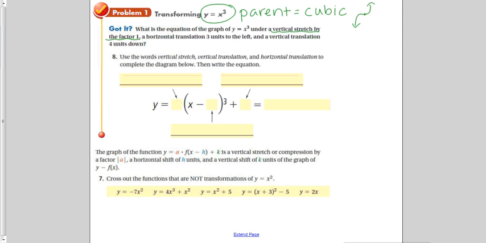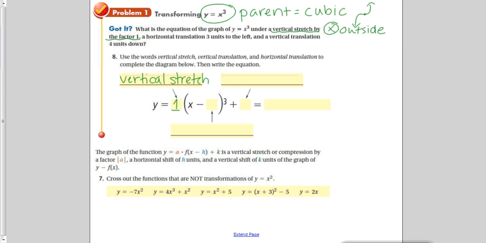We know that stretches are multiplication. We know that vertical means we need to go on the outside. So if I wanted to fix this equation down here, I would need to put a 1 on the outside to make this a vertical stretch.